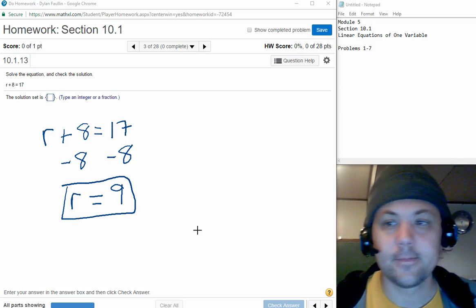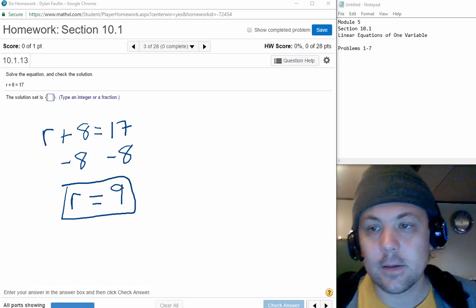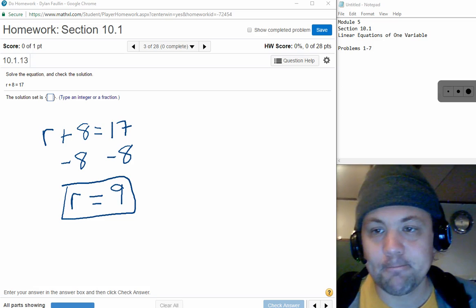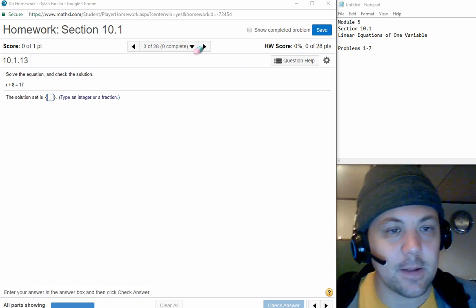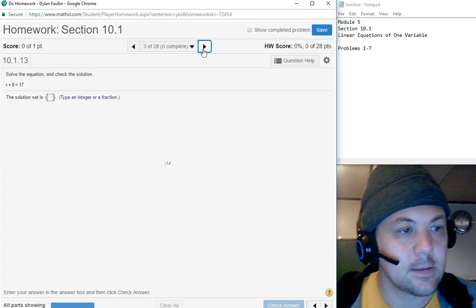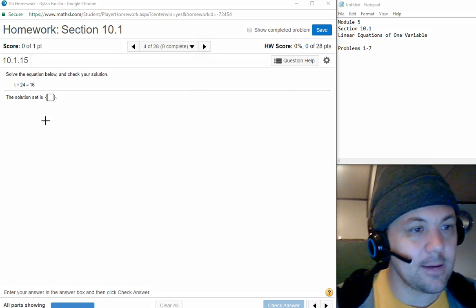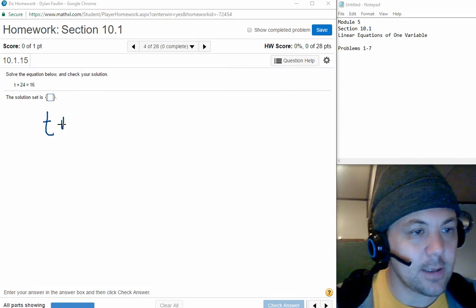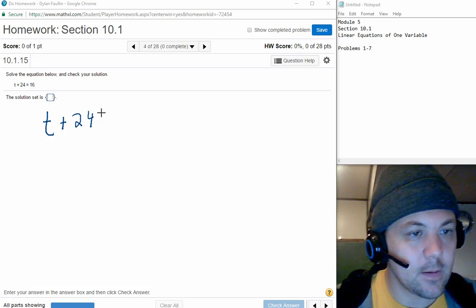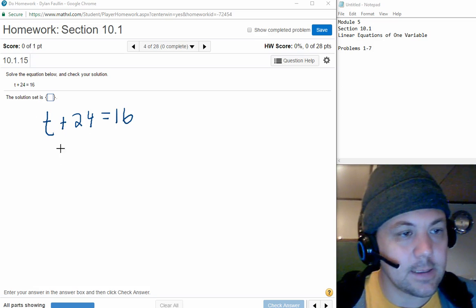All right. Let's take a look at the next one. Let's see, eventually, hopefully we'll get an equation that does something a little bit different than that. So let's see here. Nope, same kind of problem. So this is going to work in the same way. We have t plus 24 equals 16. So same idea. We want to get t by itself.